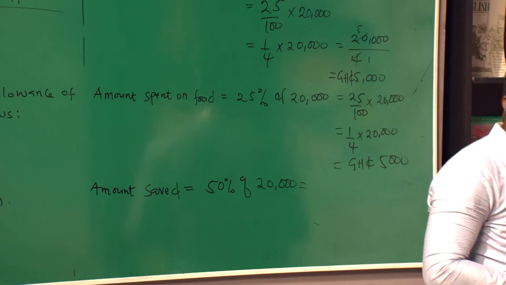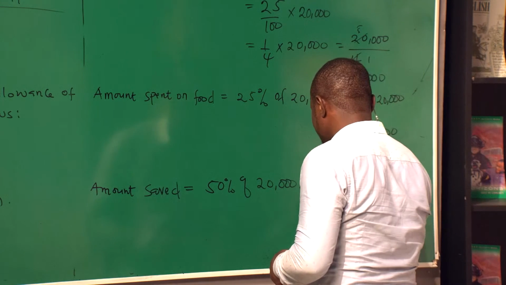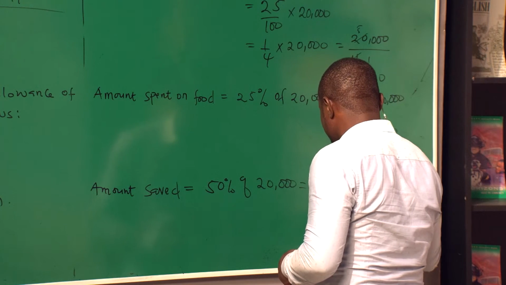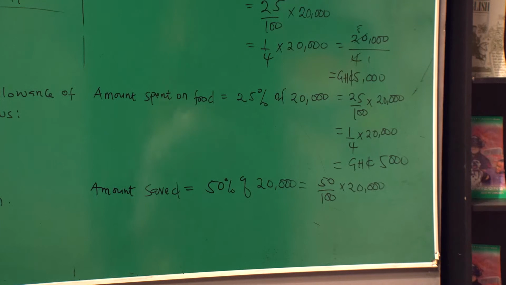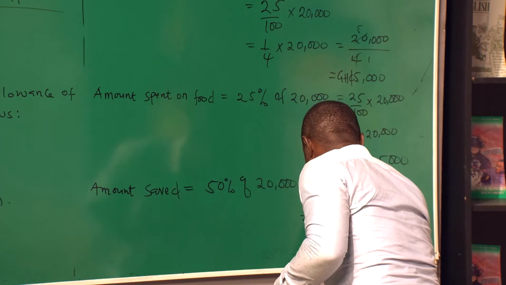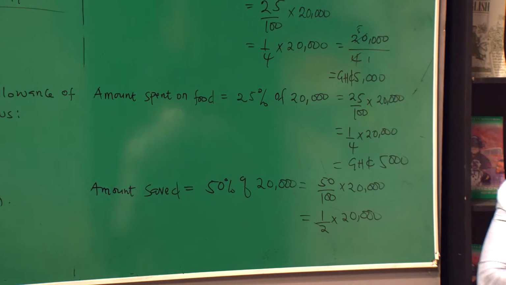So the 50%, Samira, how do you write 50%? How do you express it as a fraction? 50 over 100 times 20,000. Okay? My dear, the 50 over 100 in its simplest form. 1 over 2 times 20,000.